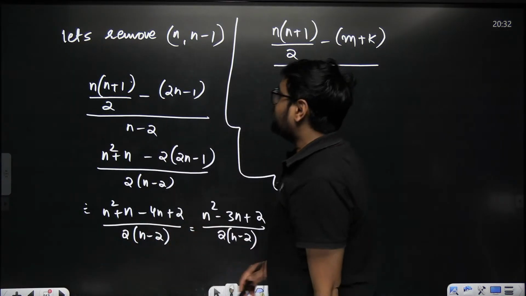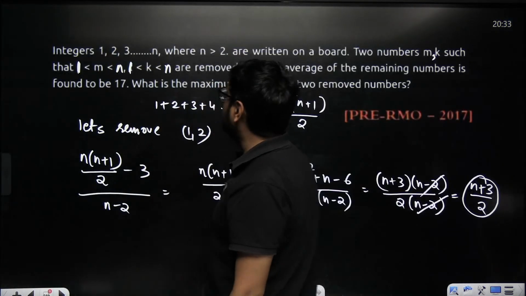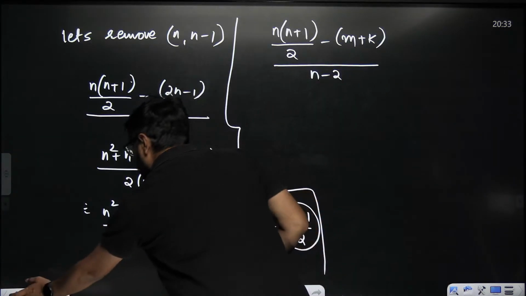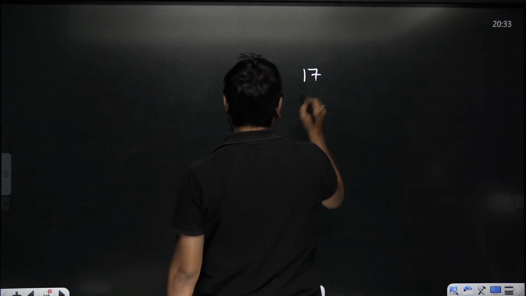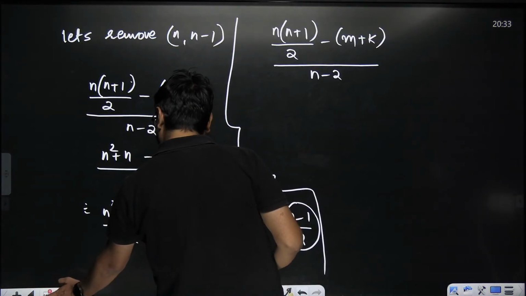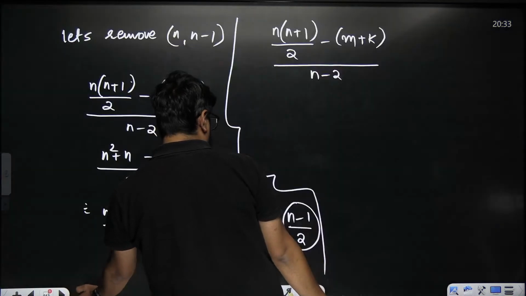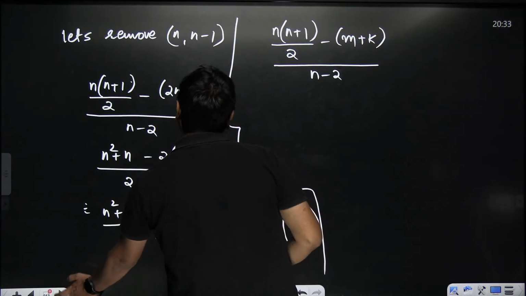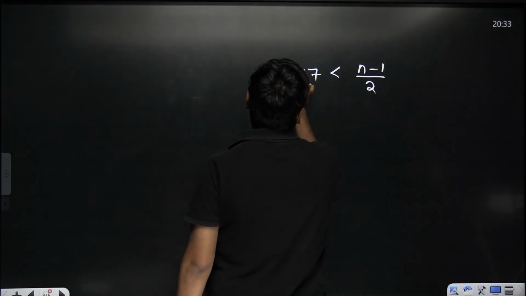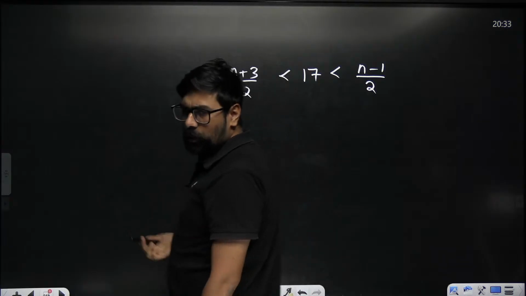Okay, now what was the average given to us? The average was given to us as 17, right? So my 17 has to be between these two. It has to be greater than (n+3)/2 and it has to be smaller than (n-1)/2. Am I saying the correct thing or not? It has to be smaller than (n-1)/2 and greater than (n+3)/2. So I'll solve this.